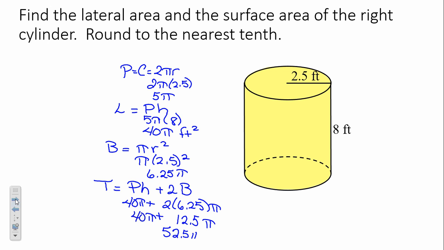There is a lot of pi, and that's okay. We like pi because it makes it easier. We don't deal with a lot of decimals that way. Leave it in terms of pi.